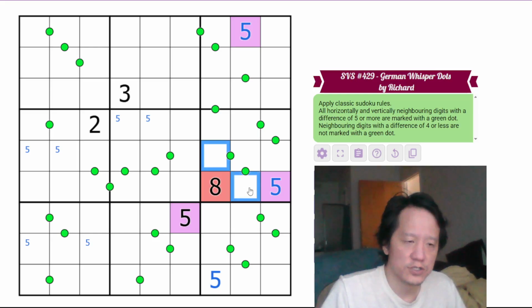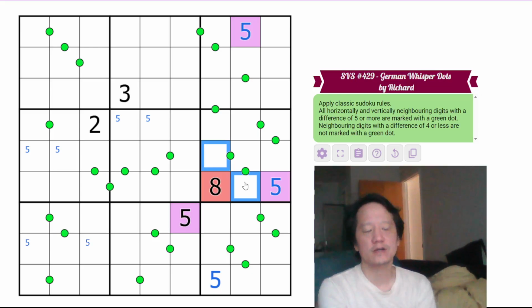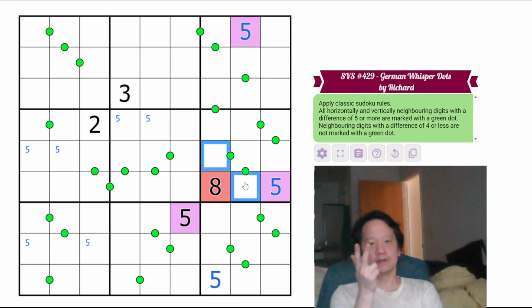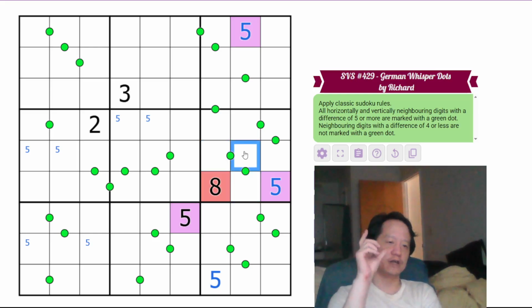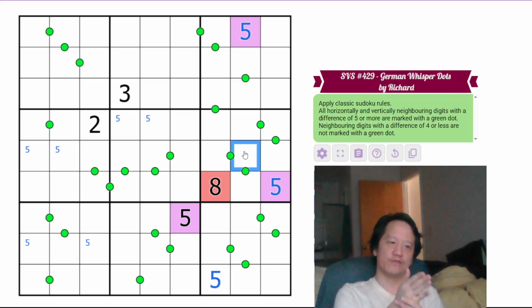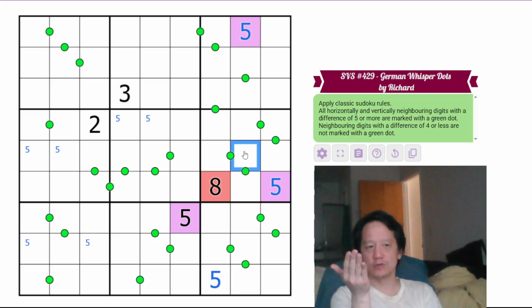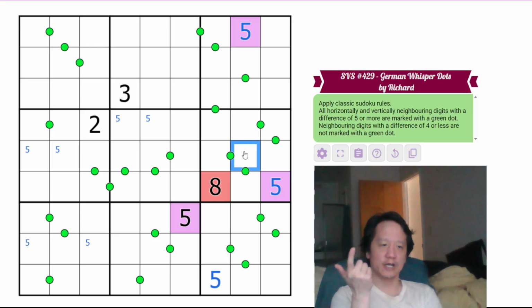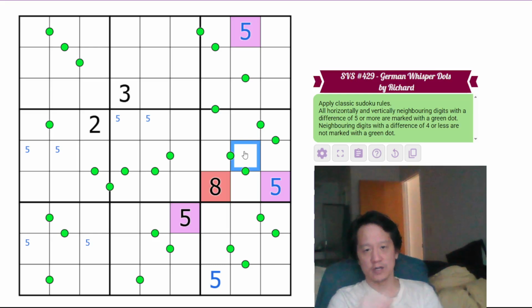So these digits, if these were both low, one of these digits would have to be a digit from 1 through 3, which would necessitate a green dot marking one of these. Since these two are basically the opposite of the set, you'll always alternate on German whisper lines or dots. You'll always alternate between low digits, which are the digits 1 through 4, and high digits, which are the digits 6 through 9, because 1 through 4 can only be next to a 6 through 9 on a German whisper dot, and 6 through 9 can only be next to 1 through 4 on a German whisper dot.